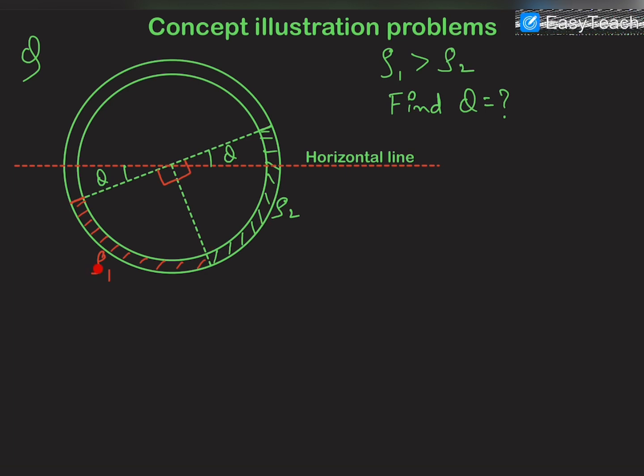But in this case, densities are not equal, and in fact rho 1 is greater than rho 2. So obviously this liquid will be at some lower level. So we have to find out the value of theta in equilibrium. You can do this question in two ways. Let us discuss method 1 in brief detail, because you have to attempt this method.